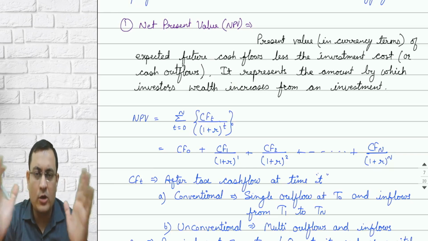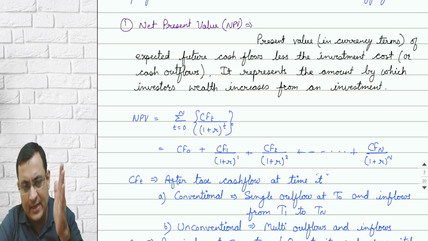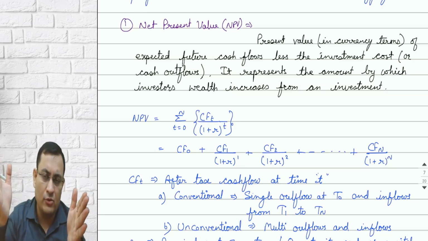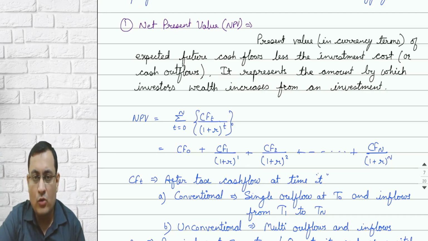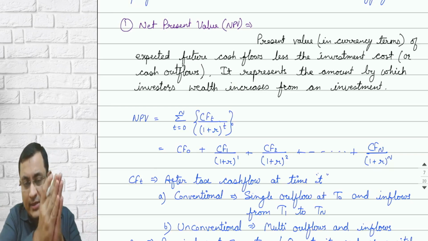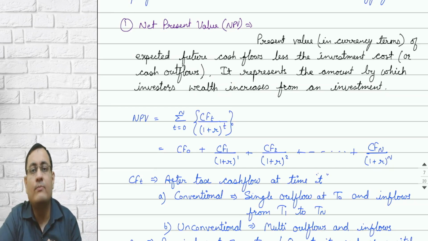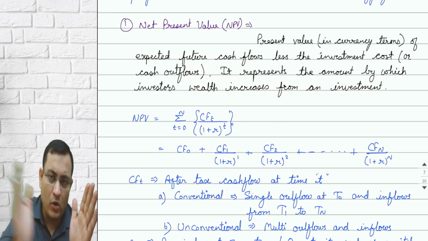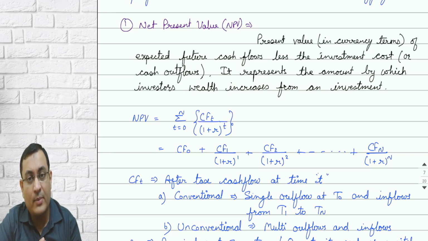And since it's a long-term project, you cannot compare money which you have invested at T0 with the money which you are receiving 2, 3, 4, 5 years down the line. So to make them comparable, you have to bring all numbers to a single place, and this place should be T0, that is today, because you have to take the decision today. So we have to bring all future forecasted numbers to T0. For that, we will be doing discounting.